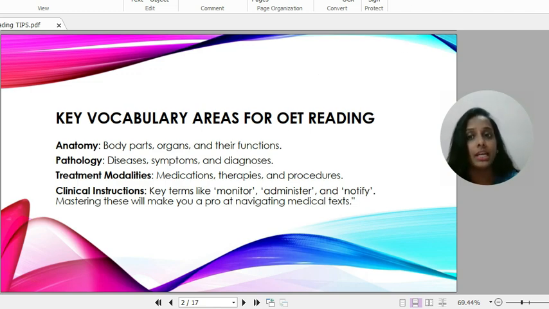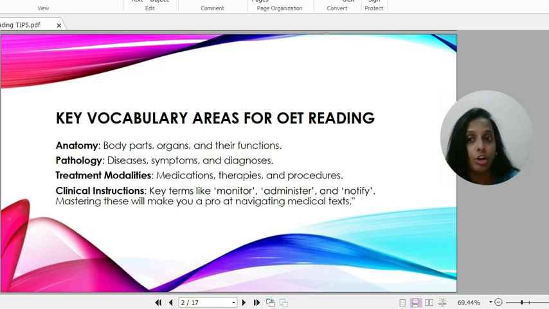The first one is anatomy. As healthcare professionals, you're already well versed with the structure and functions of the human body. For the OET reading, it's crucial to reinforce this foundational knowledge, ensuring you can quickly identify anatomical terms in clinical contexts. Whether it's the cardiovascular, respiratory, or nervous system, understanding the precise terms for each thing, such as organs or tissues and their functions, will streamline your ability to interpret medical documents efficiently.